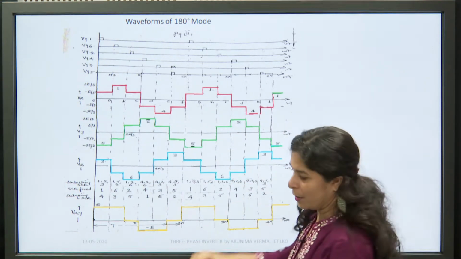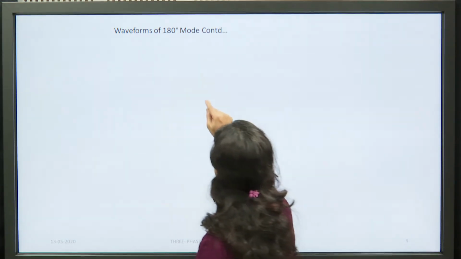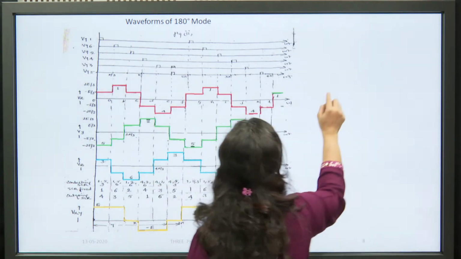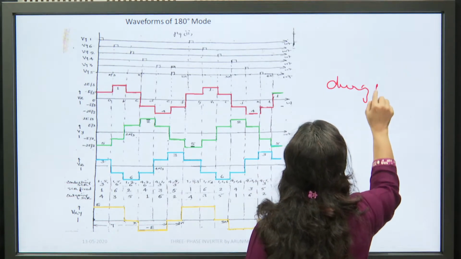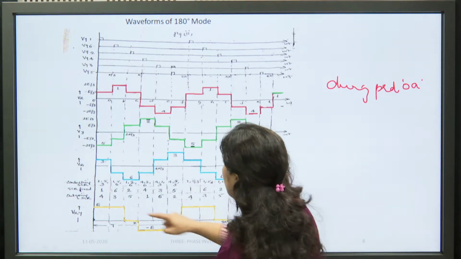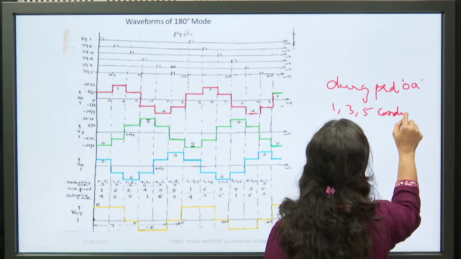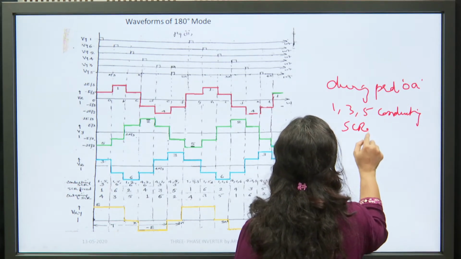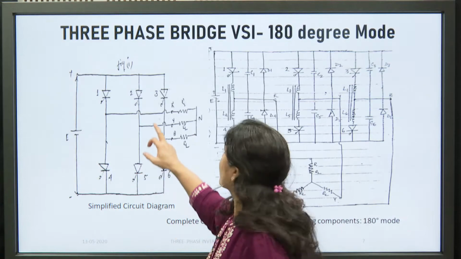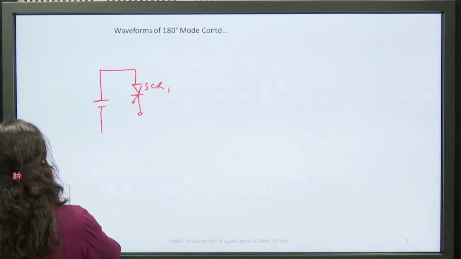Again, if we want to calculate the magnitude, then in this situation we take period OA. During period OA, SCRs 1, 3 and 5 are conducting, that is R, B and Y phase.